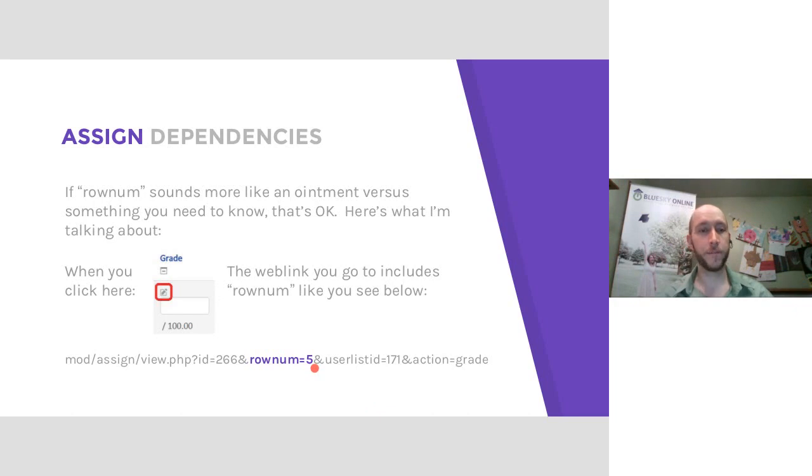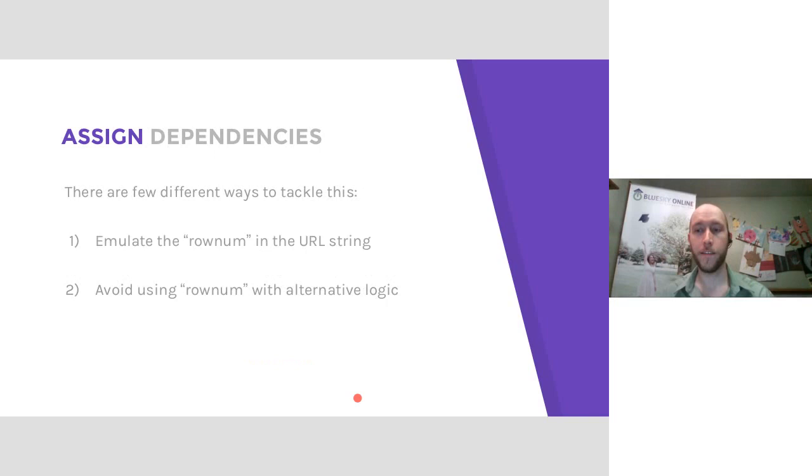Here's an example. So this is what you'd find when you'd click on that pencil icon to grade it in an Assign activity. And basically what this is, when you're viewing the list of all the people that have submitted in an Assign activity, that's the order in which they populated in that table on that Moodle page.